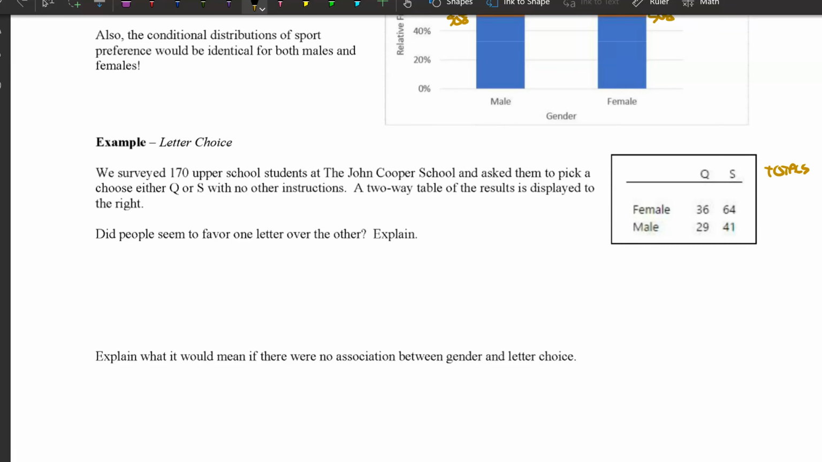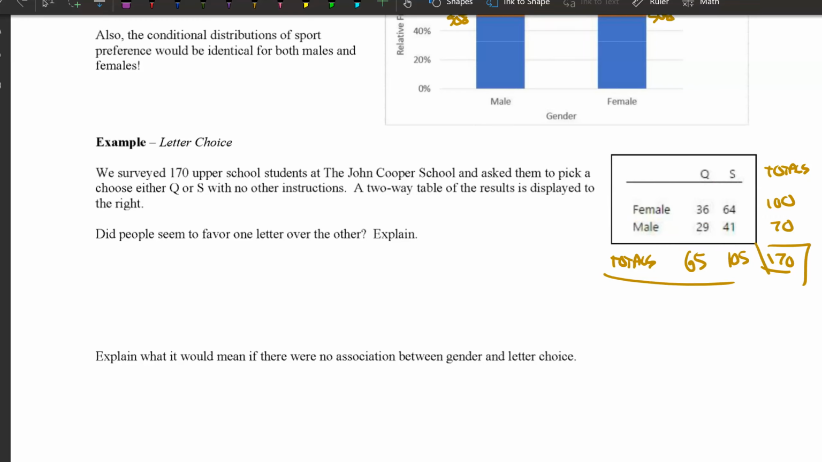This looks like 170, sorry, grand total 170, and 65, 105. All right. Okay. Why am I putting lines everywhere?